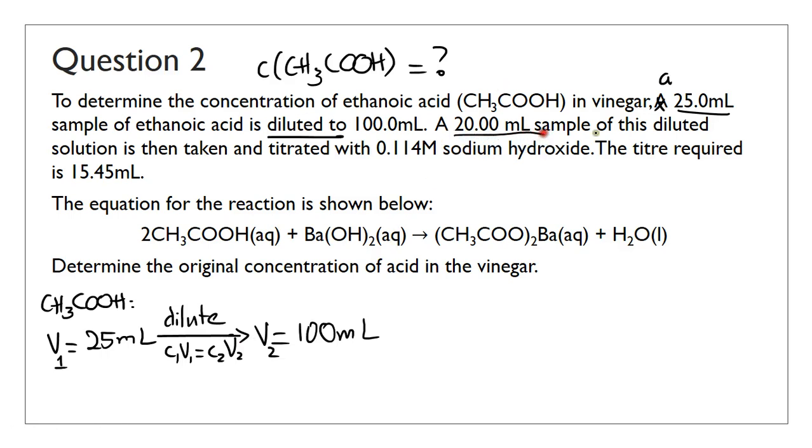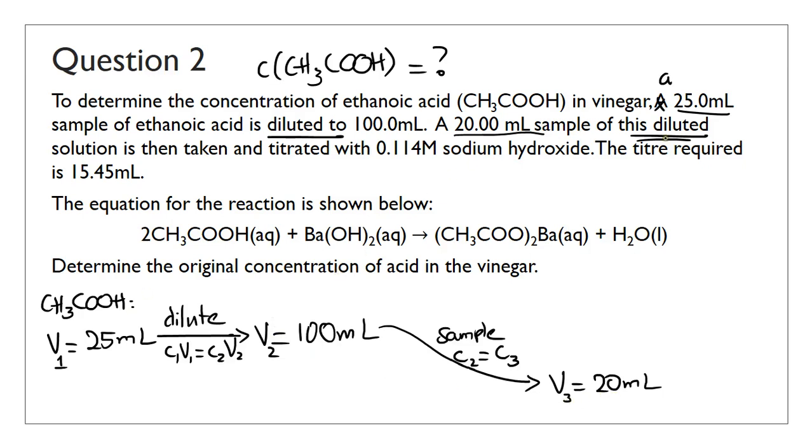A 20 ml sample of this diluted solution. This diluted solution refers to the 100 ml. So once you've diluted, you take a 20 ml sample. So there is a process of sampling here, and you have another volume of 20 ml. If you want, you can call this solution 3 to distinguish it from the other two solutions. You can also remind yourself of the connection between a solution and the sample: the concentration of the two solutions will be the same. C2 would equal C3, for this being solution 2 and this being solution 3.